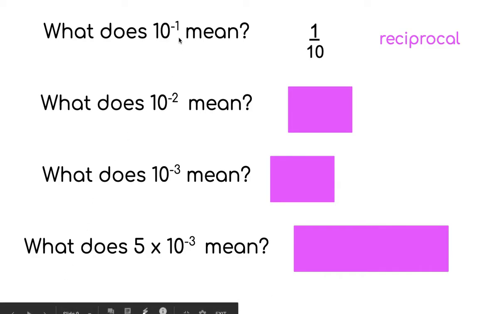Now, 10 to the power of -1. What that really means is 1 over 10. This is called the reciprocal. The negative means that you flip the number upside down. So 10 wholes is really 10 over 1. So when you flip it upside down, you get 1 over 10. 1 over 10 is 1/10, which is also the same as divide by 10.